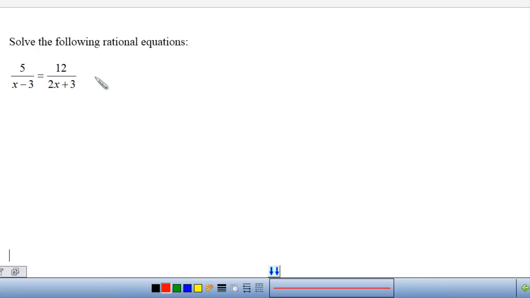So in this first example here, I have 5 over x minus 3 is equal to 12 over 2x plus 3. So if I look at the denominators here, I don't see anything glaringly obvious that they have in common. So an easy one, or one that you can always be assured of, is if you multiply the two together. So what we'll do is I'll take x minus 3 times 2x plus 3, and I'll multiply that by the left side, 5 over x minus 3. And then I'll do the same thing on the right side.